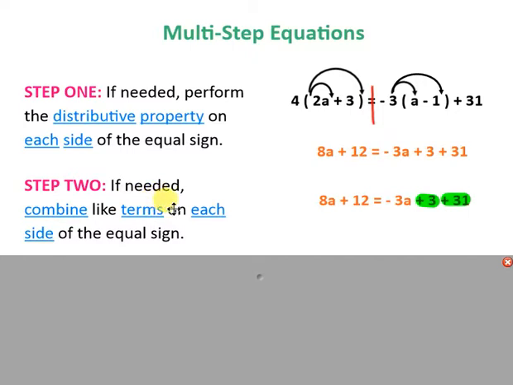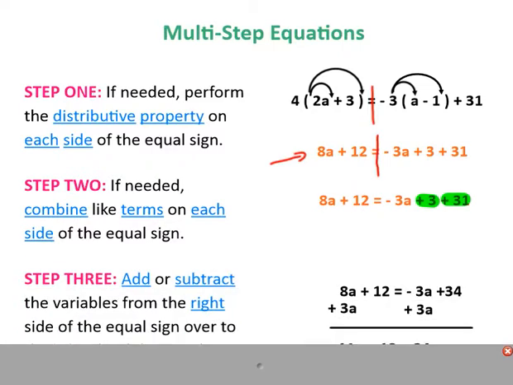Again, this may not be needed in the problem. If needed, combine like terms on each side of the equal sign. So over here, this is where we ended up on step one. Again, on the left-hand side of the equal sign, we had 8a plus 12. We can't do anything there because the 8a and the 12 are not like terms. On the right-hand side of the equal sign, we have negative 3a plus 3 plus 31. Well, the 3 and the 31 are like terms, so they can combine, and that's why I have them highlighted here, okay? So we need to go ahead and combine those, so we are further simplifying our problem, and that's what step two is about.